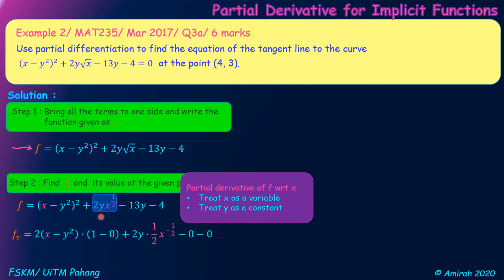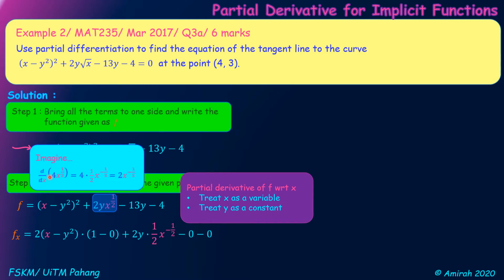And then, to differentiate 2y times x to the power of half, we imagine, let's say we want to differentiate 4x to the power of half. Let's say we replace y with the constant 2, so 2 times 2 equals 4. When we differentiate 4x to the power of half, we already know the answer equals half times 4, which is 2, times x to the power of negative half.